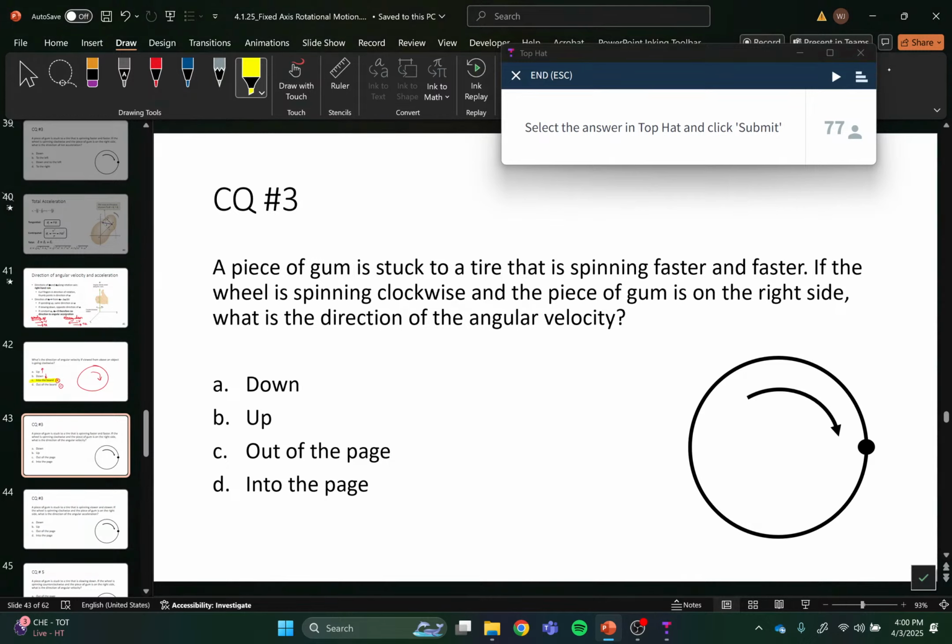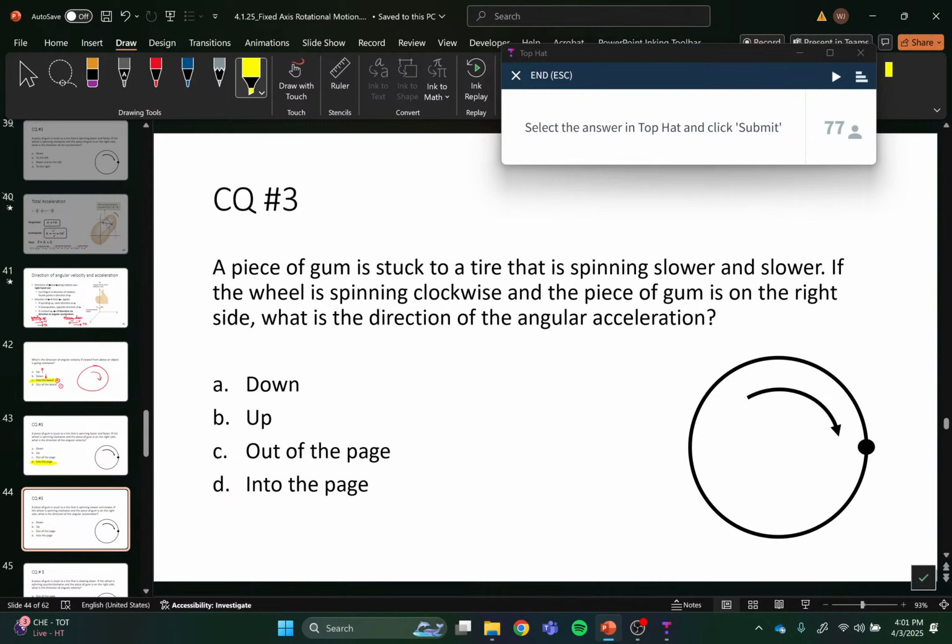All right. This problem is the exact same problem, so it's just nicer. It's the same answer. A piece of gum stuck to a tire. It's spinning faster and faster. If the wheel is spinning clockwise, the piece of gum's on the right side. What's the direction of the angular velocity? It's the exact same problem with a paint job on it. Still into the page. Look at the pictures. They're the same. And this one's asking for angular velocity.